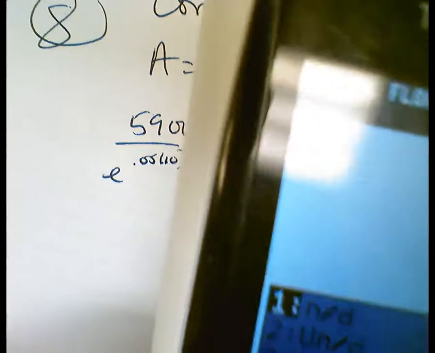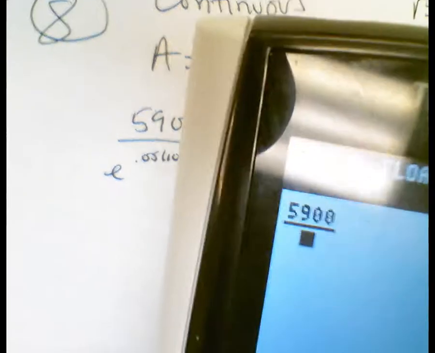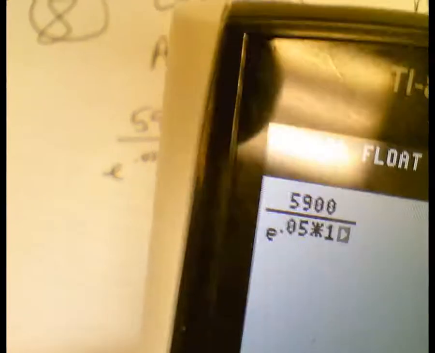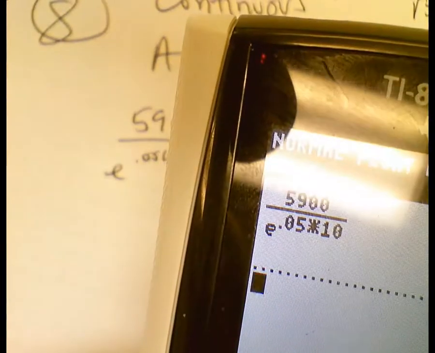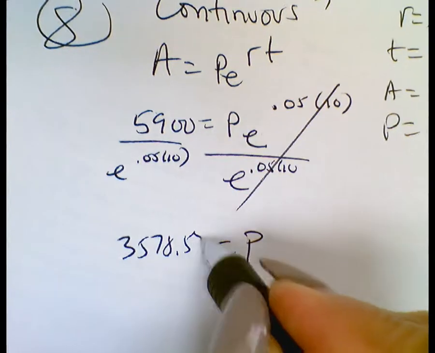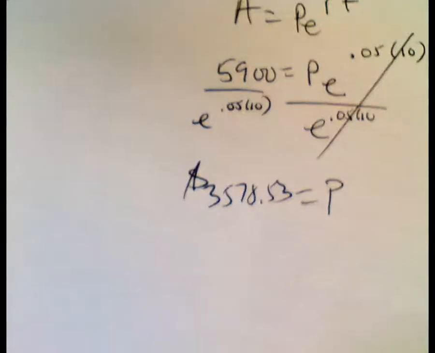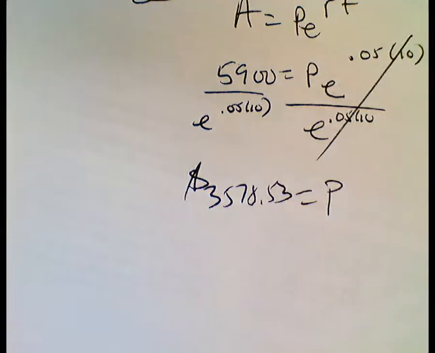I'm going to do fraction. Alpha y equals fraction. So I want 5,900 on top. On the bottom we want e, which is second division, raised to the 0.05 times 10. There's the answer. I wrote it down. That's my initial money that has to be invested to make $5,900.